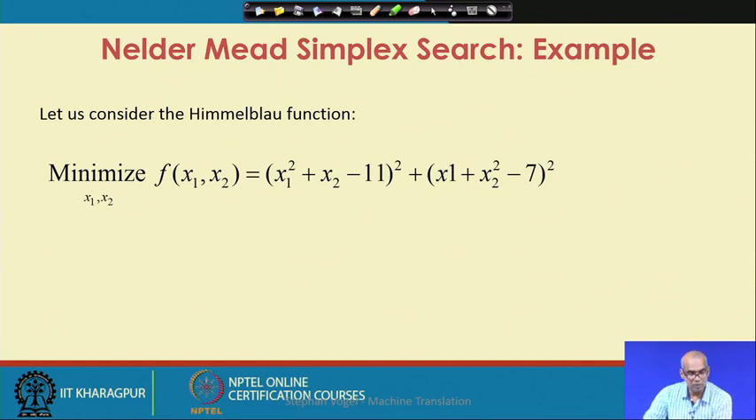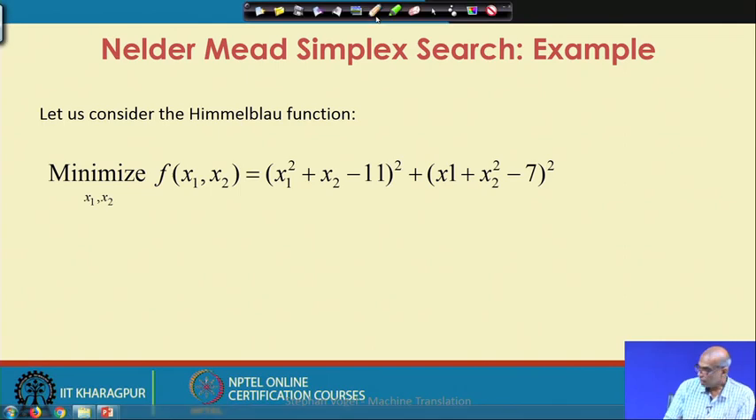Now, let us consider an example. We consider a function known as the Himmelblau function. The Himmelblau function is (x1 squared plus x2 minus 11) whole squared plus (x1 plus x2 squared minus 7) whole squared. Let us find out the minimum of this function.